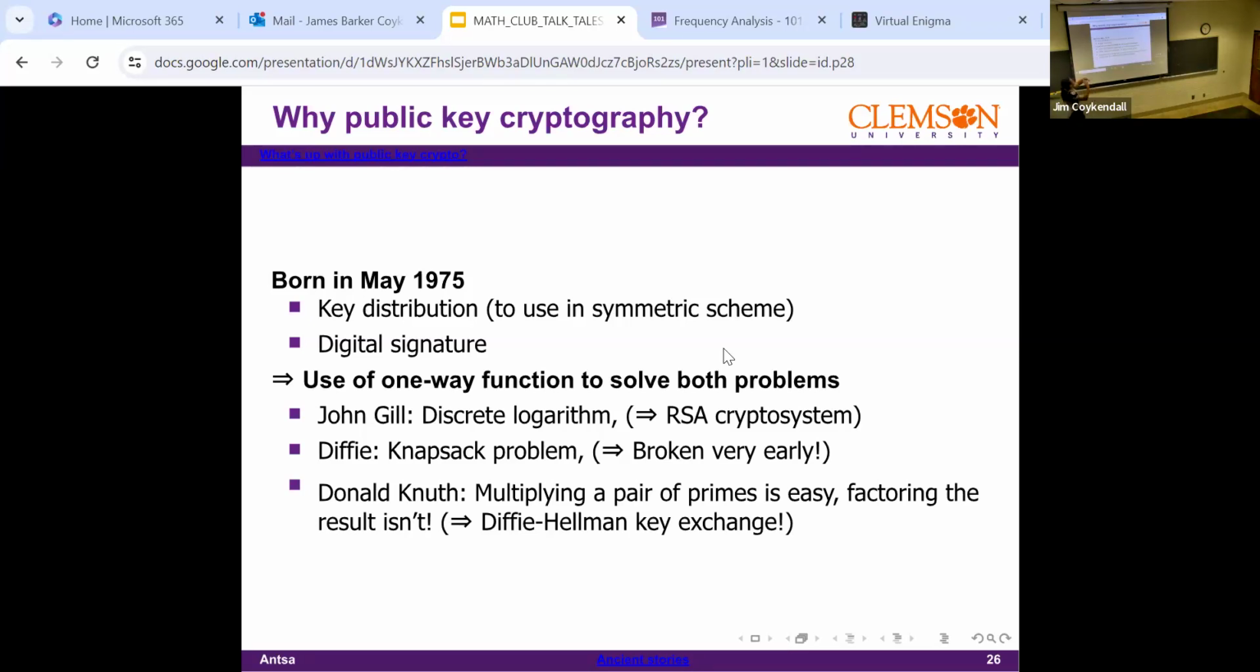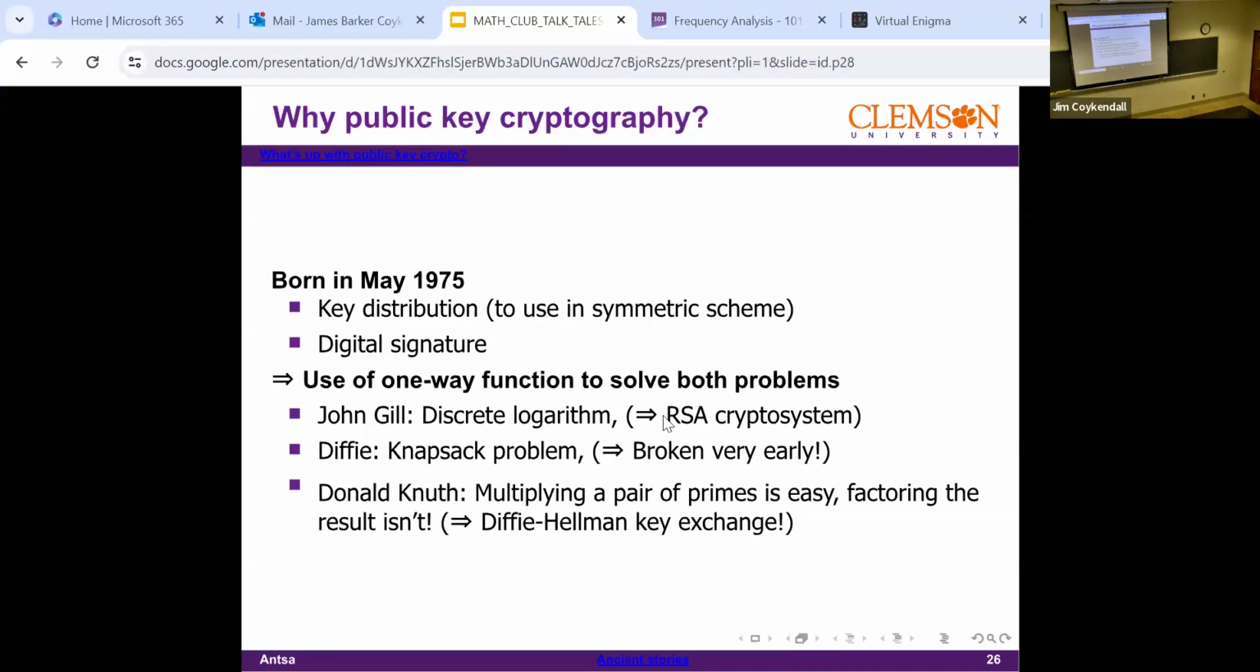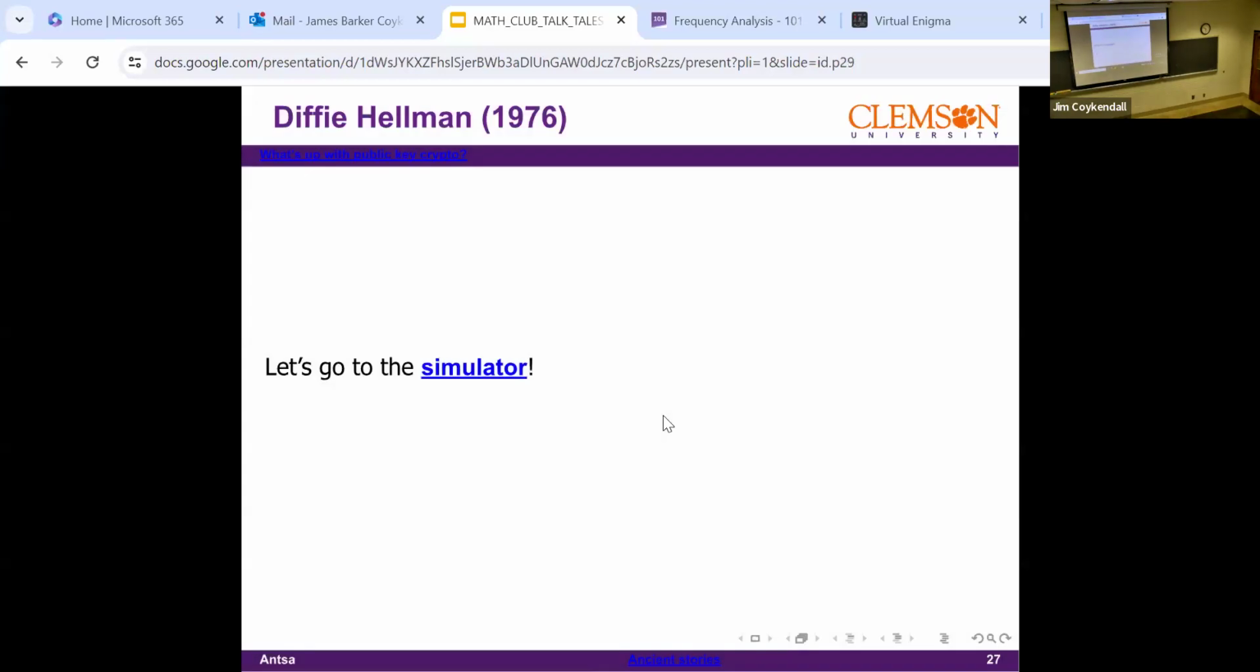This guy, John Gill, said okay, we can use this algorithm, and that was the one that became the RSA cryptosystem later. Diffie proposed the knapsack problem, but that was broken very easily. And Donald Knuth said, you know what, multiplying a pair of primes is easy. Oh, I think I have things mixed. This should be RSA, this should be Diffie-Hellman. Yeah, I just have those mixed. So I'm going to change it later.